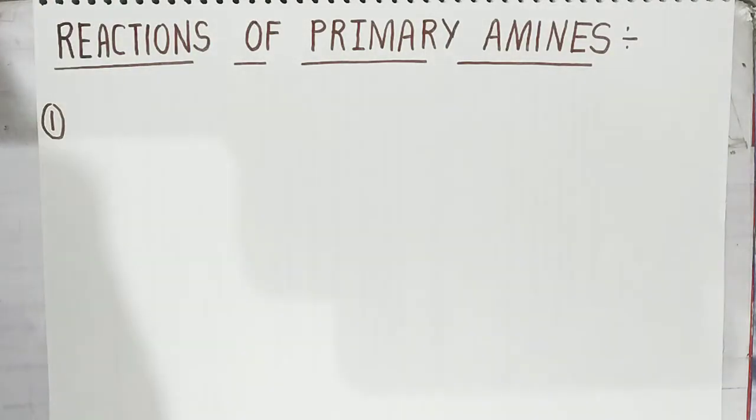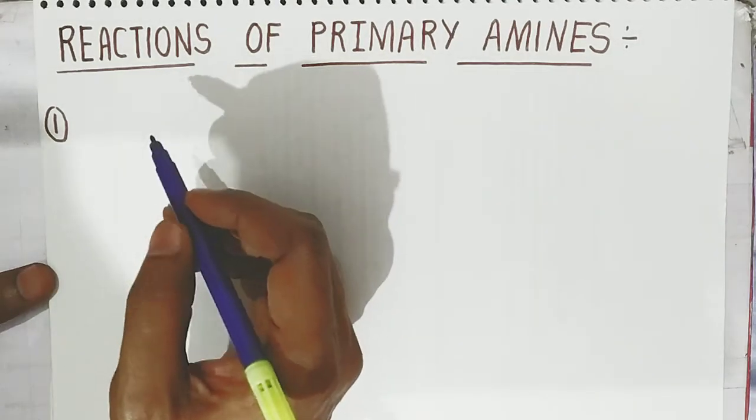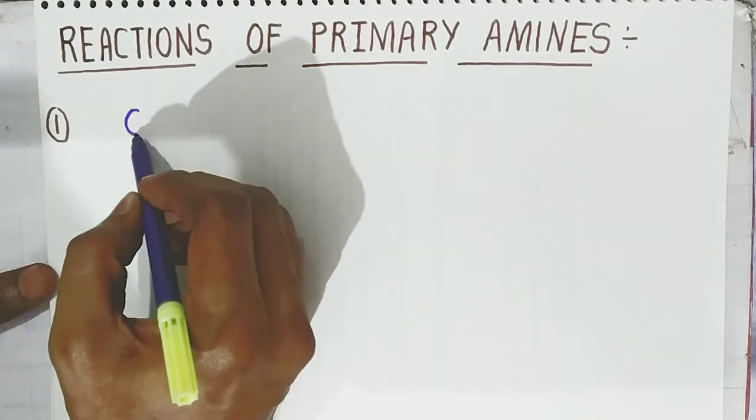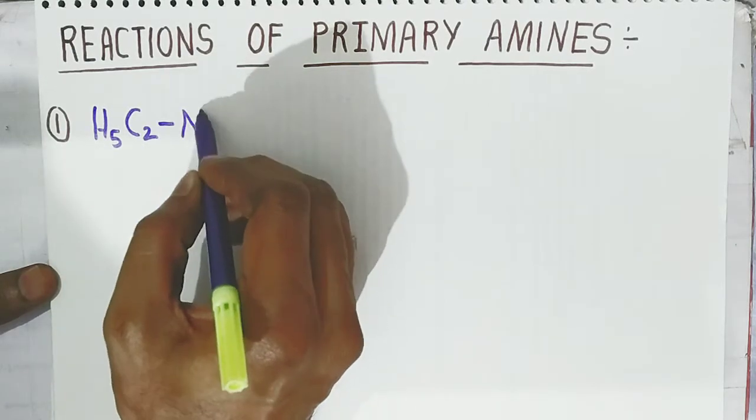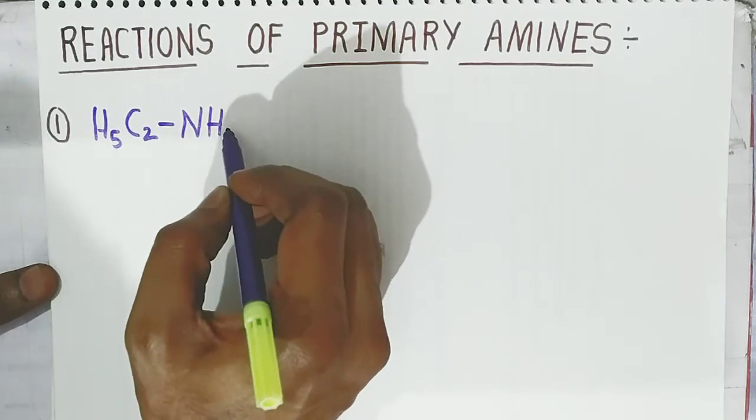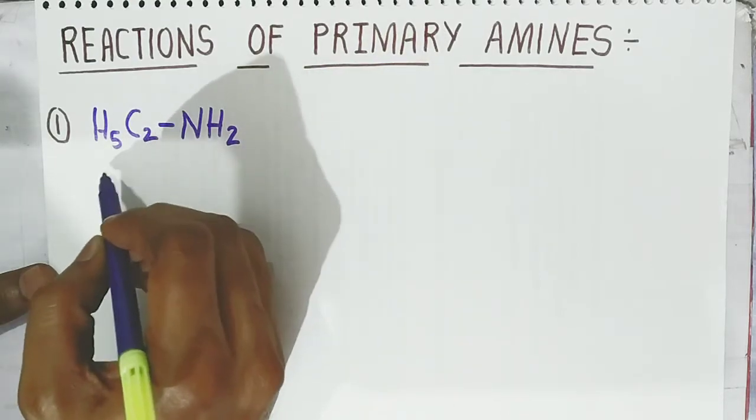Only the primary amines we are going to use here, students. The first simplest primary amine is ethylamine, C2H5NH2. This is ethylamine, students, we call it ethylamine.